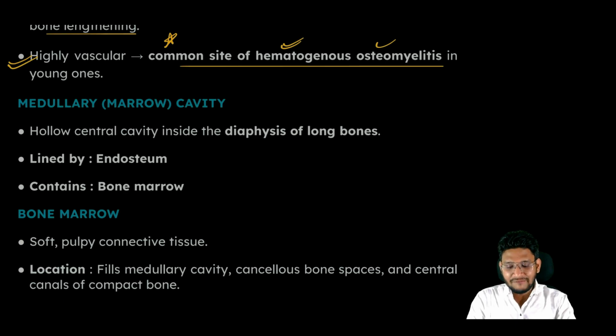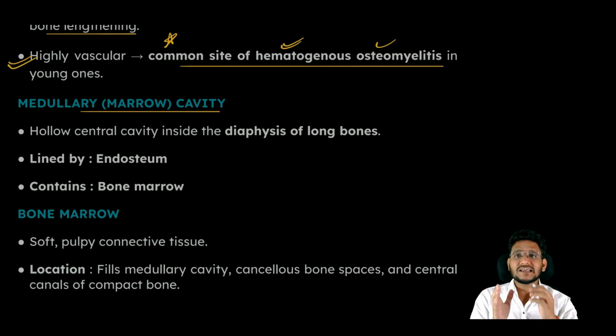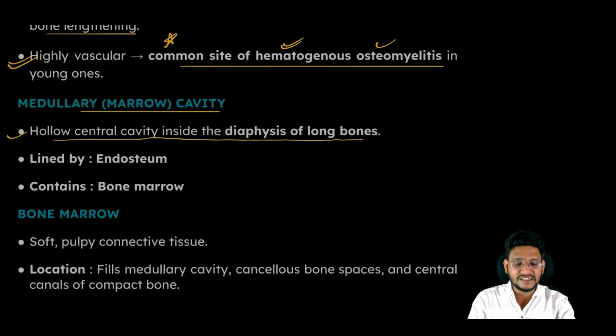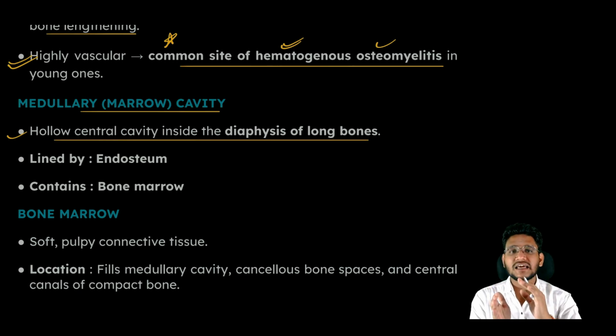Then we have the medullary cavity or the marrow cavity. I told you, the cavity that is present inside the shaft of the bone. It is the hollow central cavity present inside the diaphysis of long bone. It is called the marrow cavity because it contains the yellow bone marrow. This is lined by endosteum.